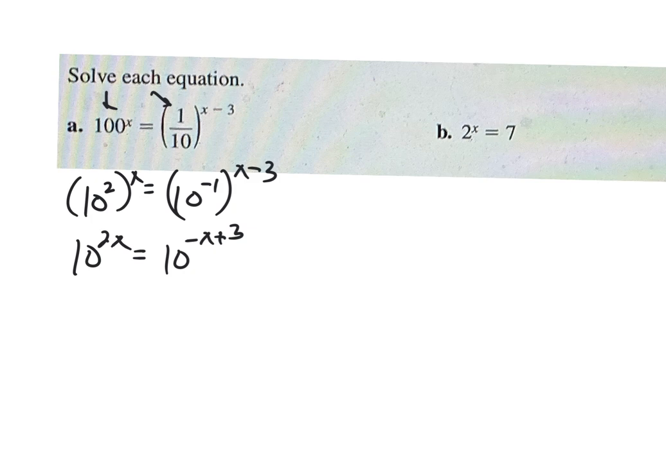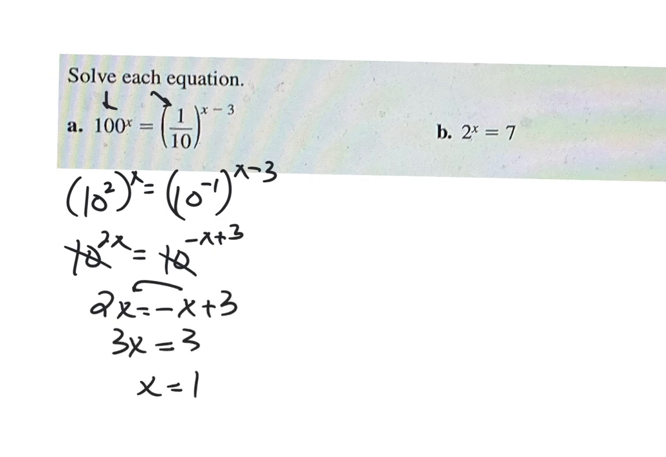And now if you look at both sides, I have 10 on both sides. Don't have to worry about the 10s anymore. Just going to set the exponents equal to each other. Move that x over there. And I get x is 1. And I promise you, I'm just checking right now in my head, looks perfect. All right, so that's the first type, is you've got to find the same base. Now, the question becomes, what happens if you can't find the same base, like part B right here?